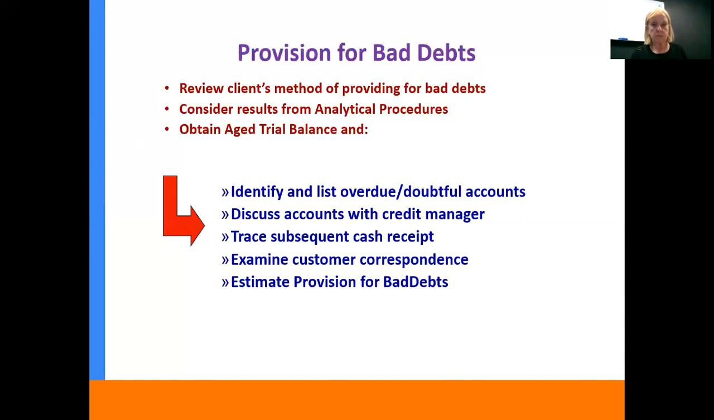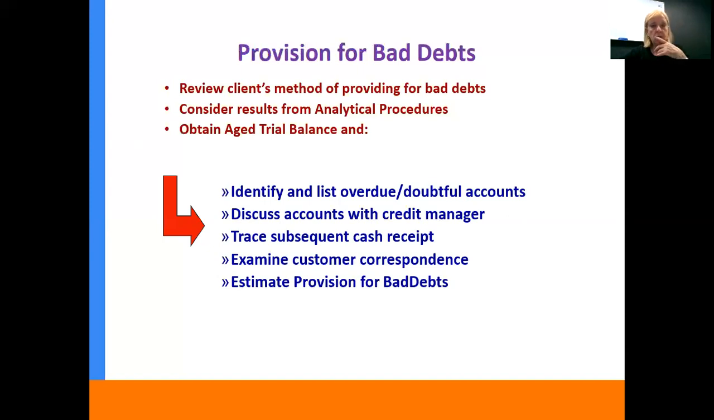And then I would trace those subsequent cash receipts to make sure that they've been put through to the accounts that I'm expecting them to go to. I would also examine customer correspondence, like I said earlier, if there's an issue with lapping, any way that things are being misappropriated, I might pick that up with customer correspondence. And fortunately, these days, a lot of it's done by email, so that's even easier to get electronic copies.